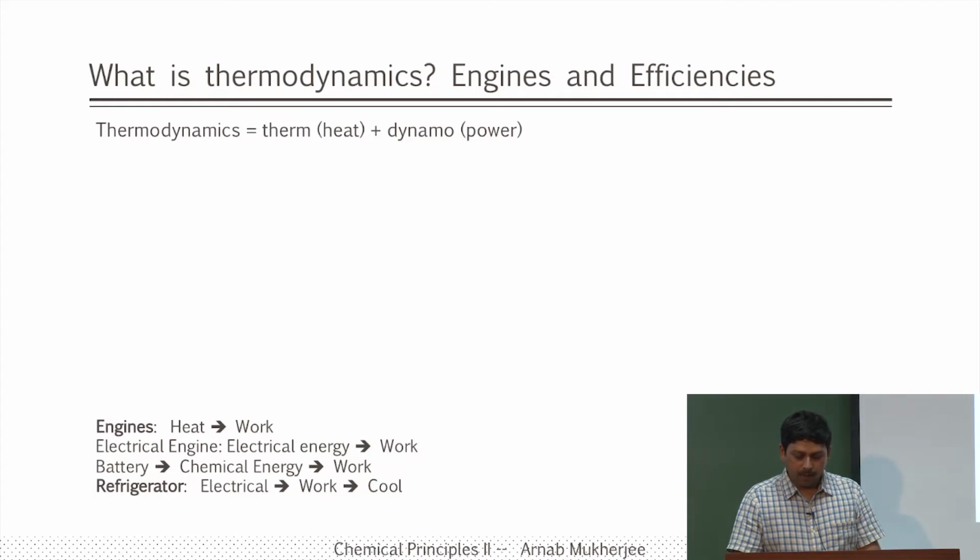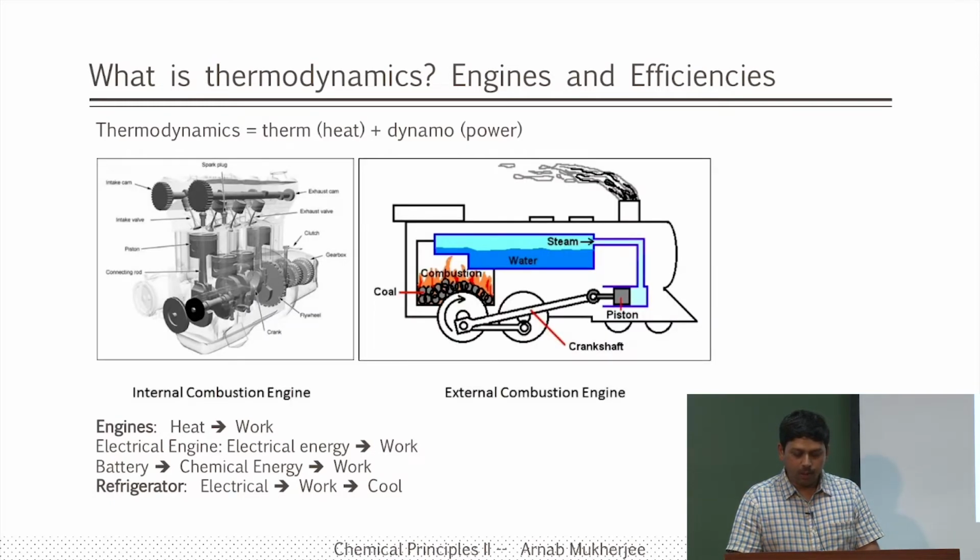So, when you talk about engine, there can be two types of engine. One is the internal combustion engine, which is there in our cars, and another is the external combustion engine, which is there in trains, steam engines.